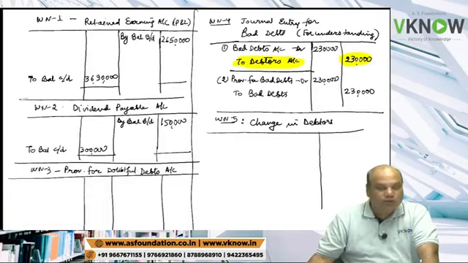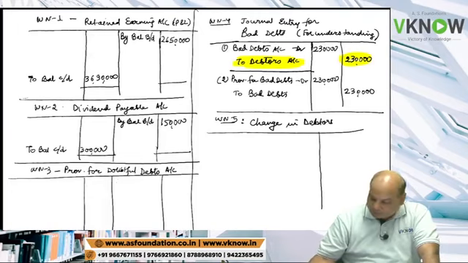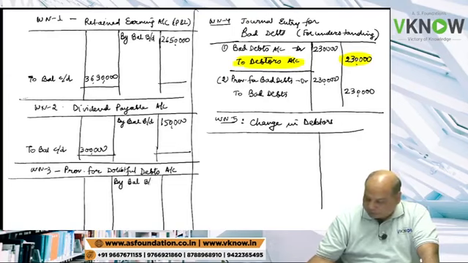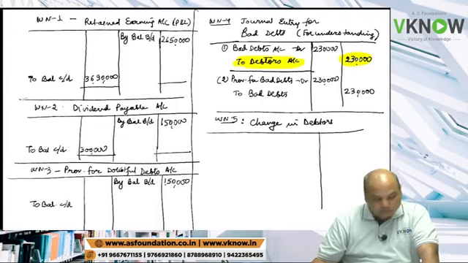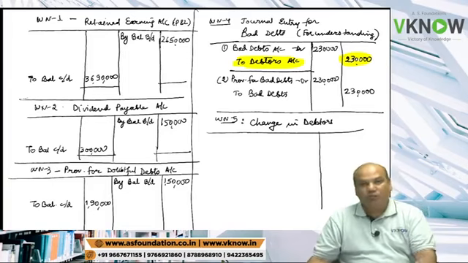So what I'll do, first I'll complete working note 3, provision for bad debt. Please come to working note 3. By balance brought down 1,50,000 and to balance carried down, you will see 1,90,000.